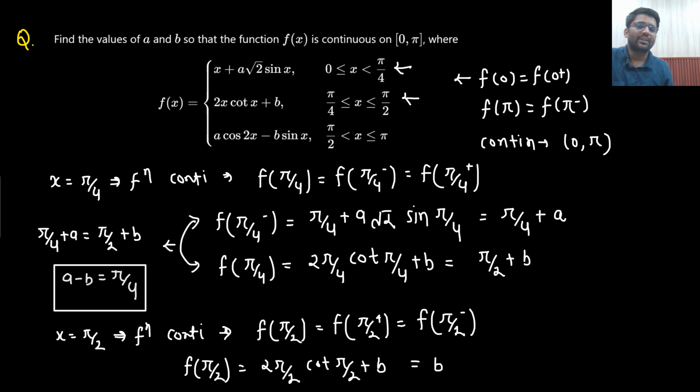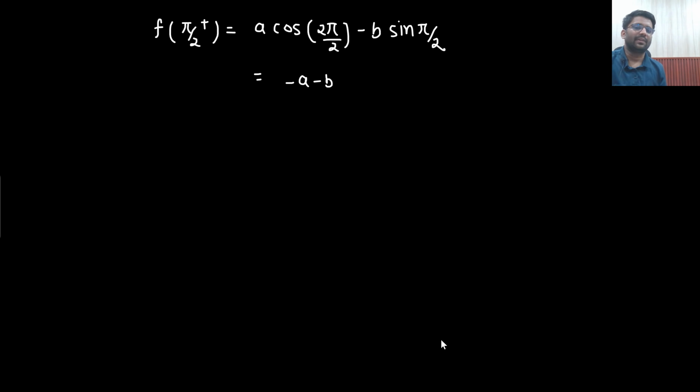And can I find out the value of f of pi by 2 plus? Why am I interested in pi by 2 plus? Because at pi by 2 plus the definition is changing. This definition will be followed. So a into cos 2 into pi by 2, minus b into sin pi by 2. So sin pi by 2 is 1 and this is cos pi, which is minus 1, no? So minus a, and here you put sin pi by 2 which is 1. So minus a minus b. So this is your pi by 2 plus.